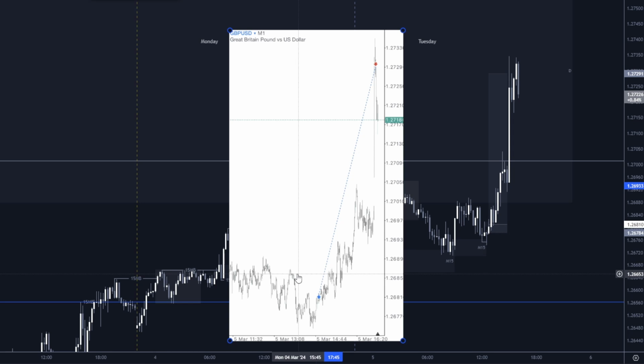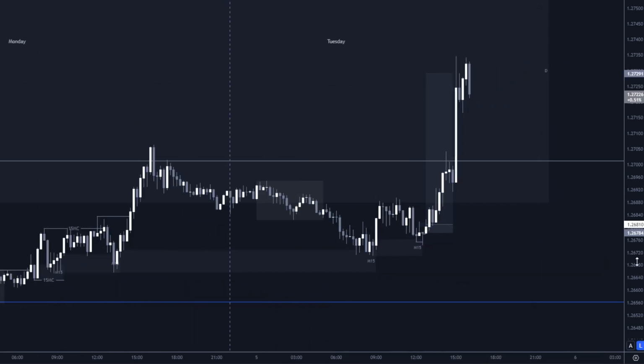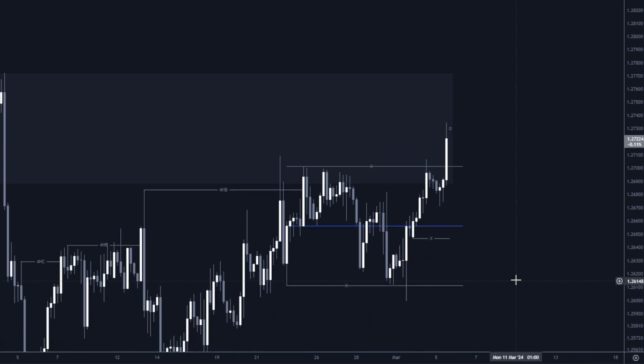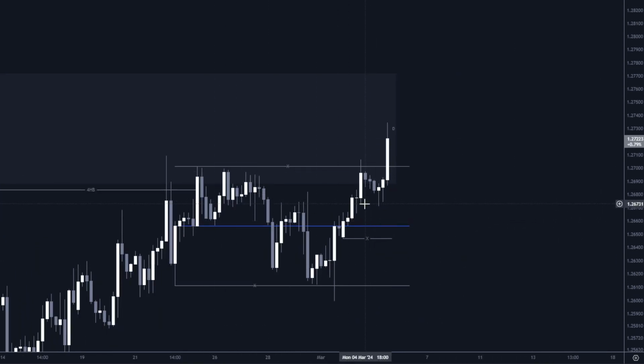Now, as you can see there, entry was there and I closed around here, okay? So on the 4 hour, there isn't much going on. We are just sat within this 4 hour range. However, price is moving bullish. We had some swept imbalance here as well.